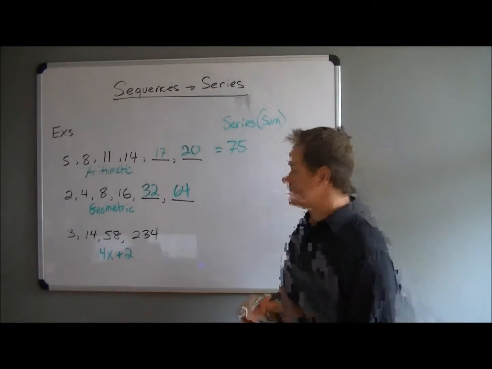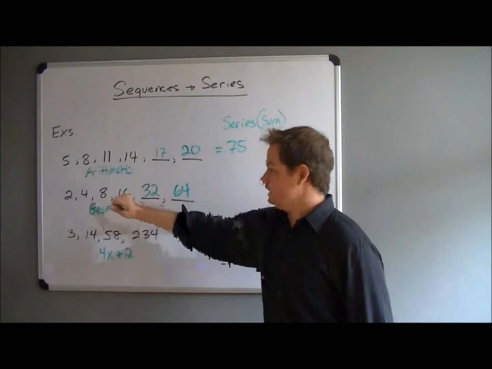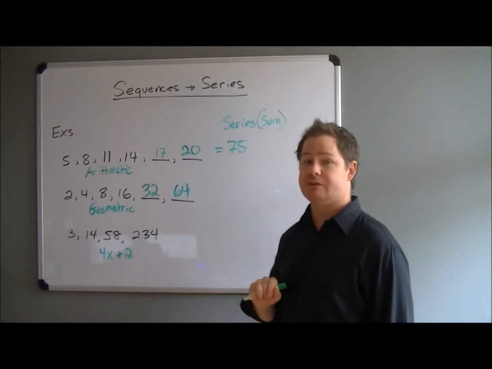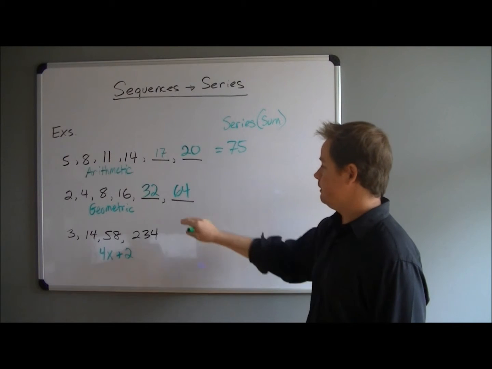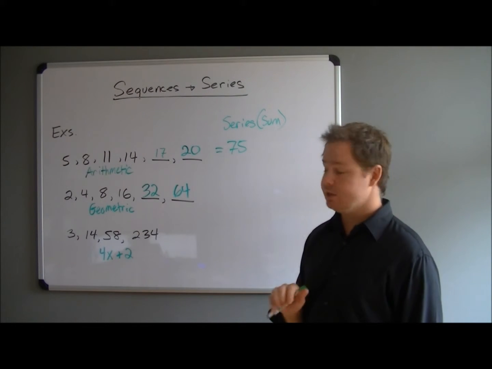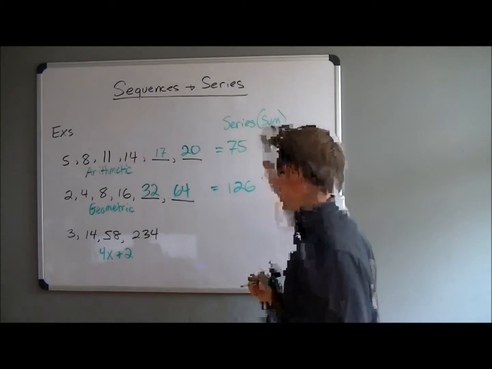Let's take a look at our next example. 2 plus 4 would give us 6, plus 8 gives us 14, plus 16 gives us 30, plus 32 gives us 62, plus 64 is going to give us 126 for this series that we have here.